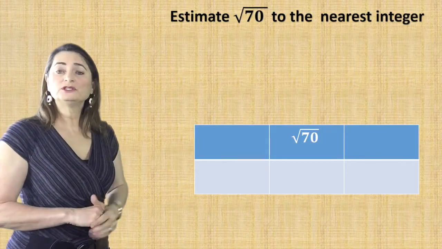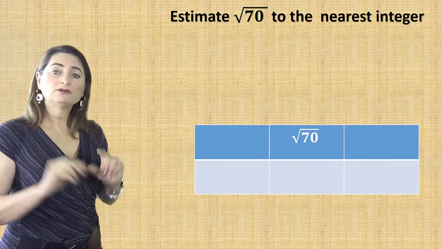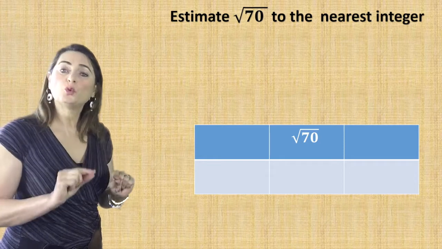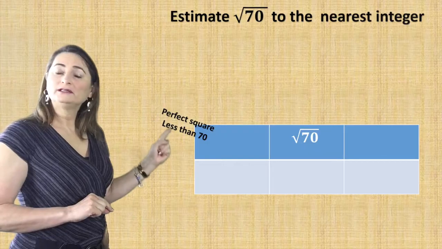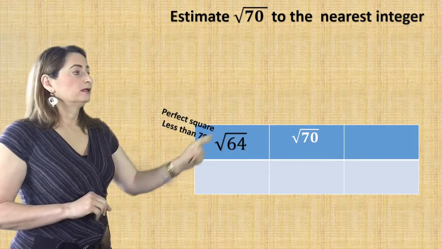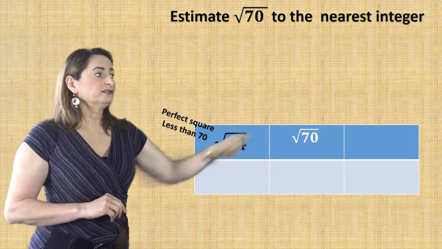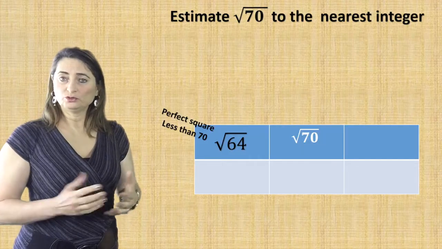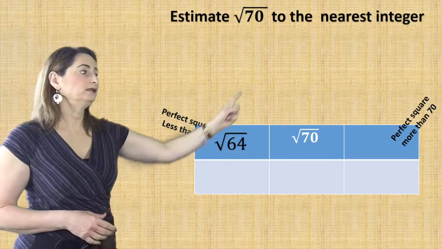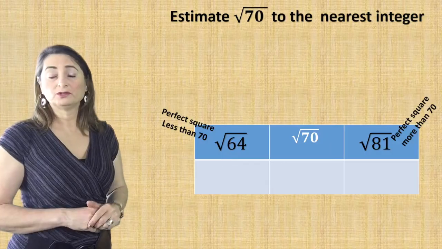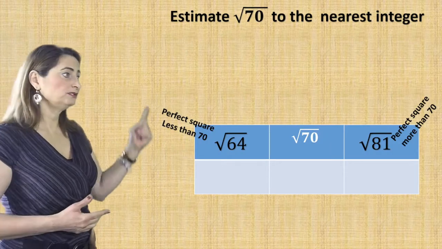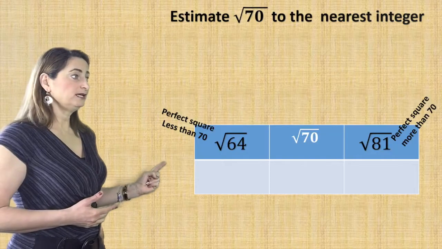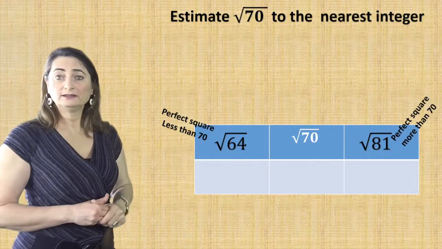In the middle, put the square root of 70. Now think about a perfect square less than 70. It's 64, and I need the square root of 64. And I need a perfect square more than 70, which is 81, but I need the square root of 81 because I'm trying to find the square root of 70. Now evaluate those square roots. The square root of 64 is 8. The square root of 81 is 9.